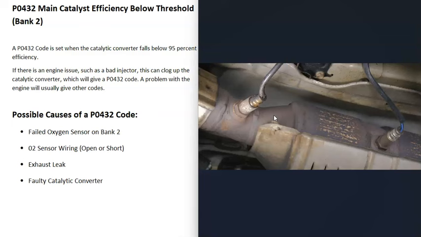And when you get a P0432 code, these sensors are reporting back to the computer that there's some kind of issue going on with the catalytic converter, and that it's not working the way it's supposed to be working, and that it's fallen below a 95% efficiency. And so it's going to have to be troubleshot to find out why.